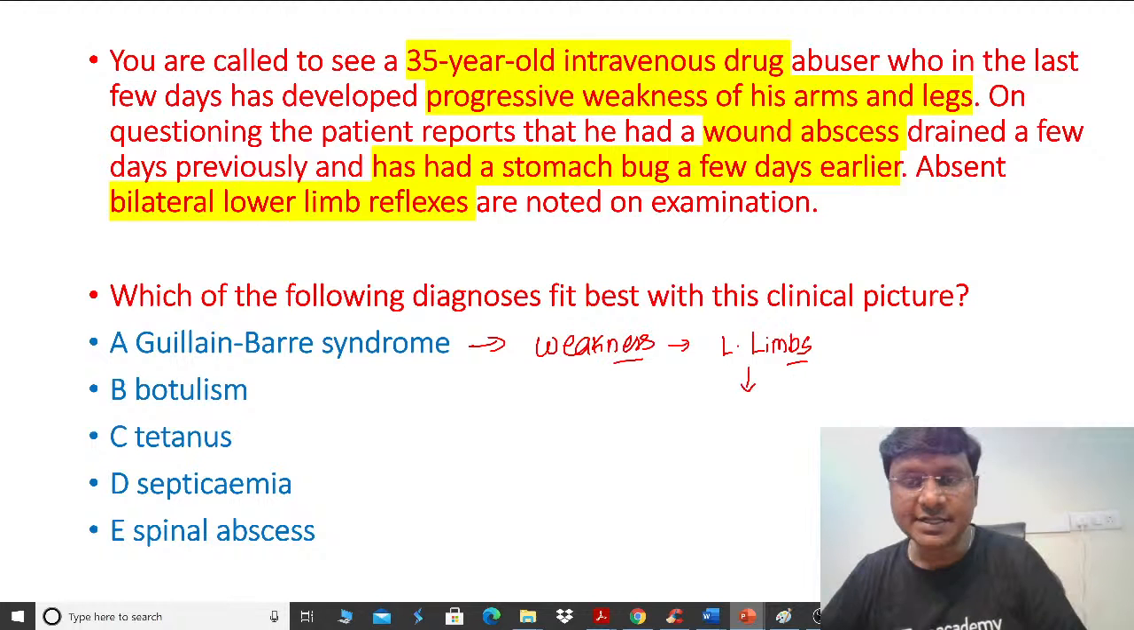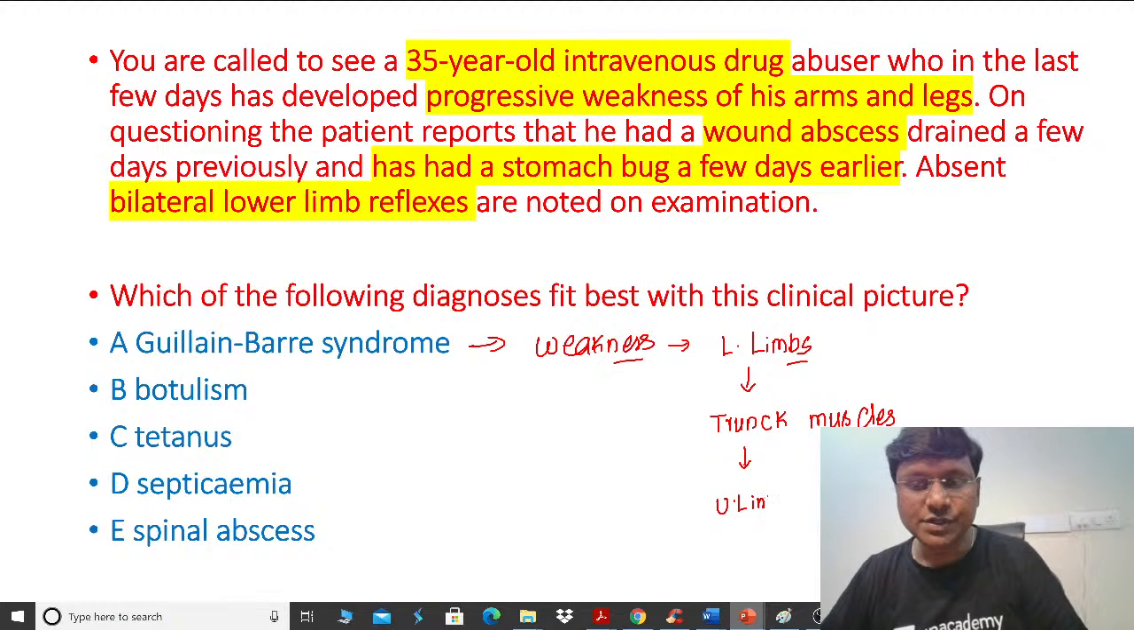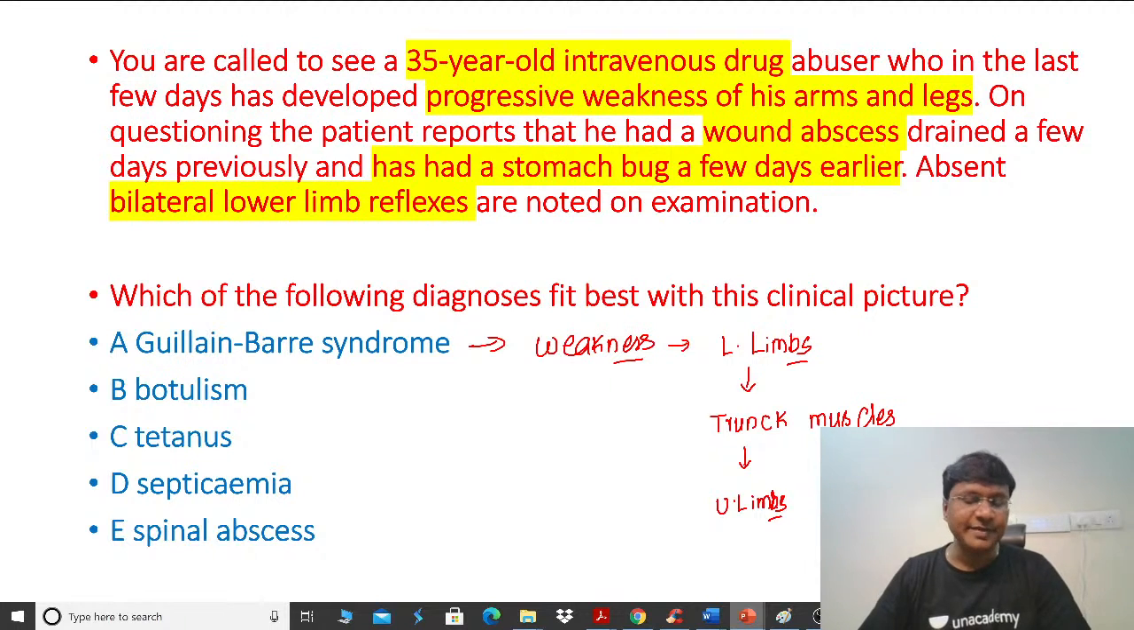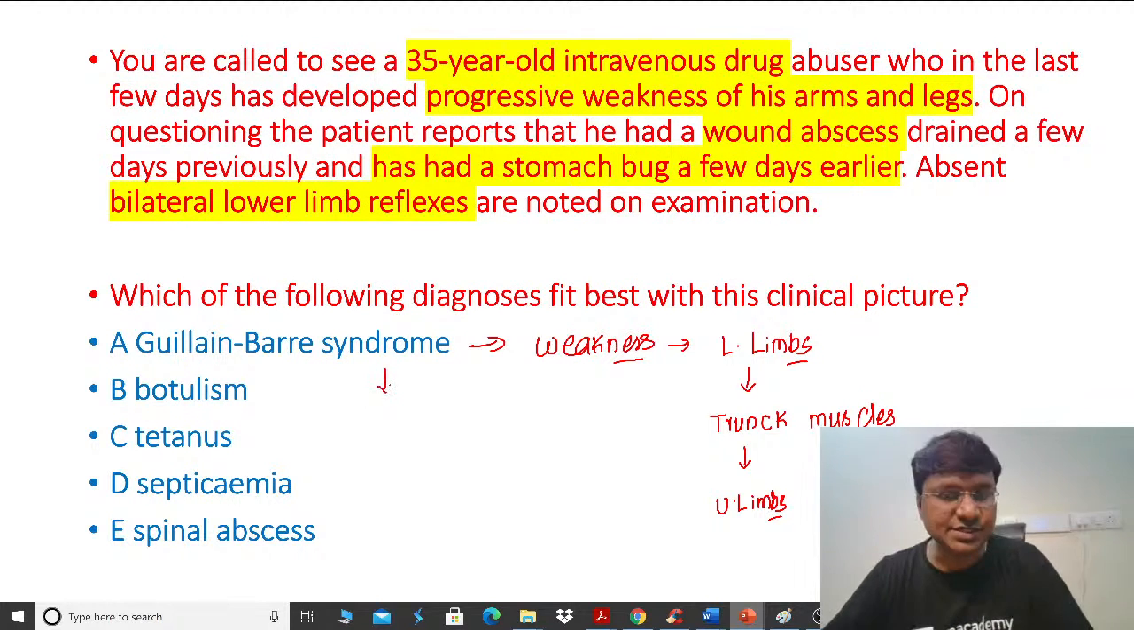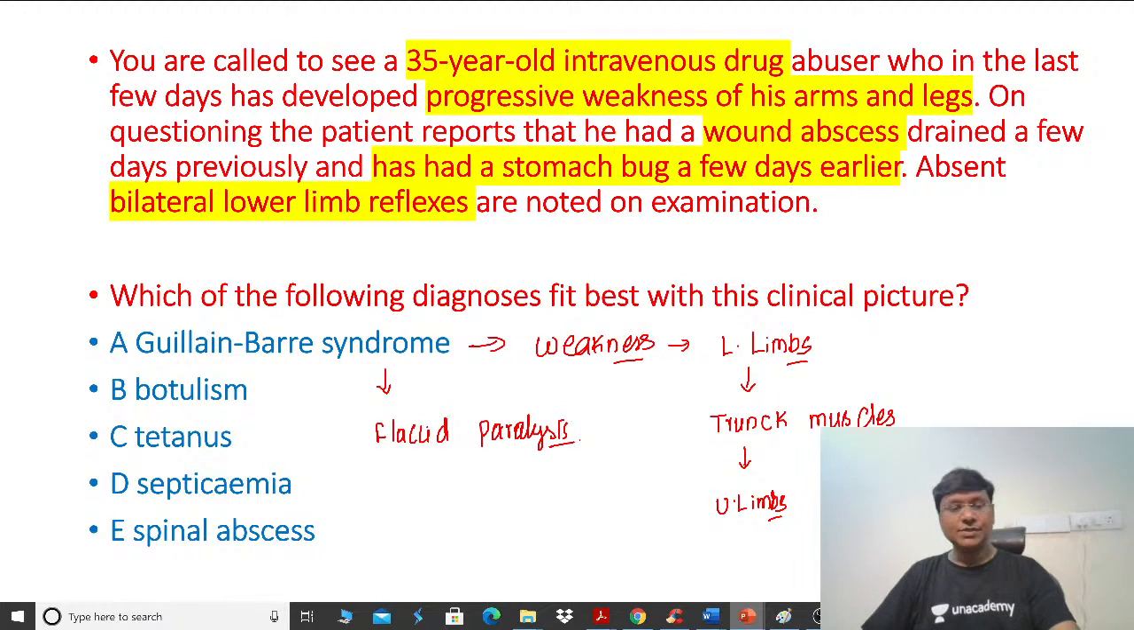Then gradually the weakness will progress to the trunk muscles, followed by the upper limbs. So this is what is called the ascending type of paralysis, and this paralysis will be flaccid paralysis. So that is what you will have in patients with Guillain-Barré syndrome. That is one important point.